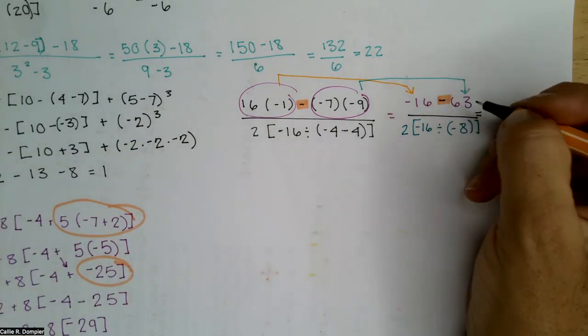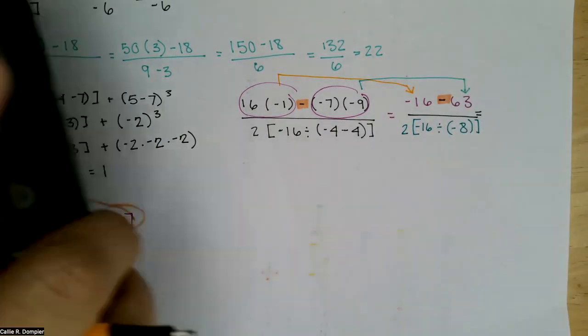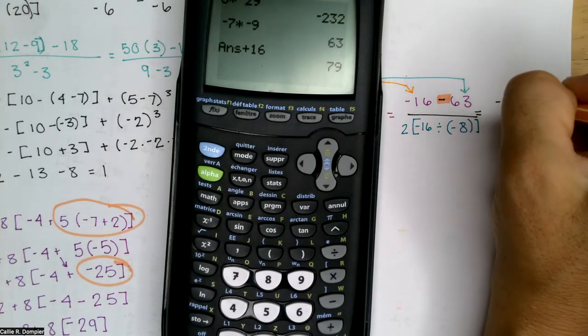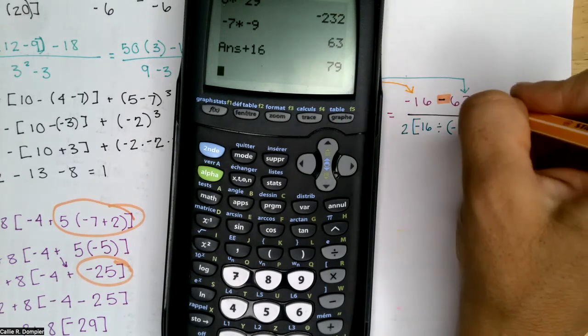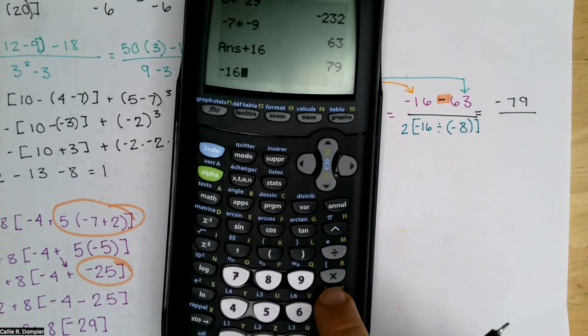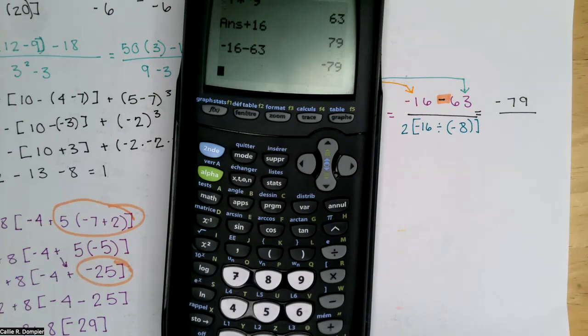So -16 minus 63, those are the same signs. So we have 63 and 16 combined to get -79. So I just added them as if they were both positive and kept the negative sign. -16 minus 63, you're also welcome to do it that way.